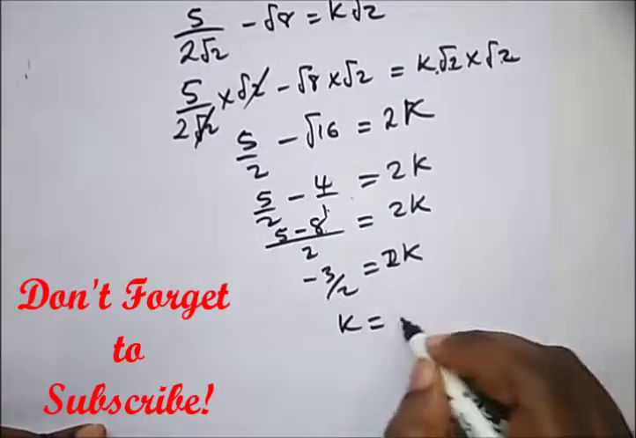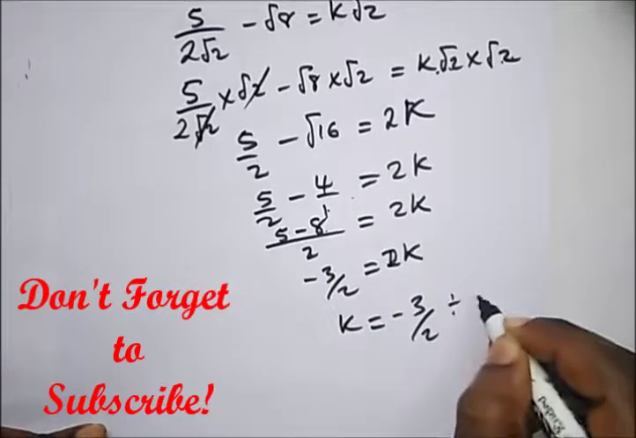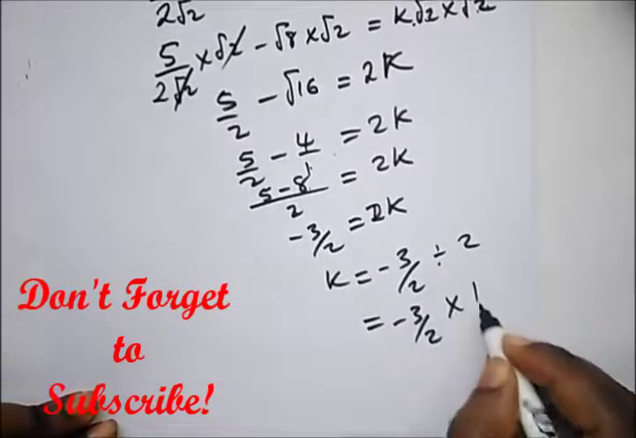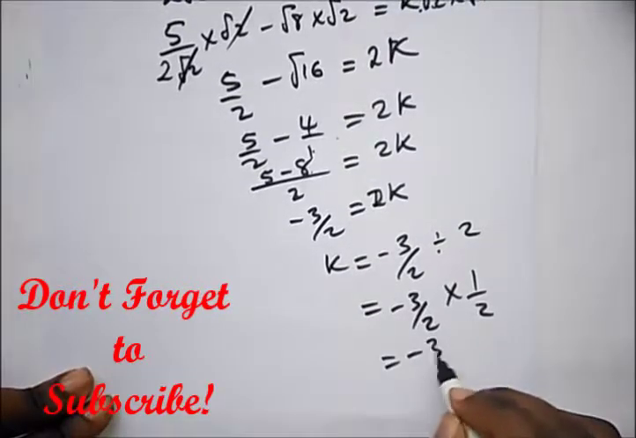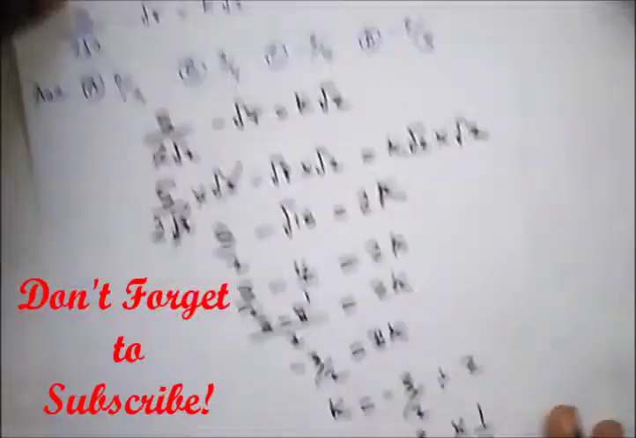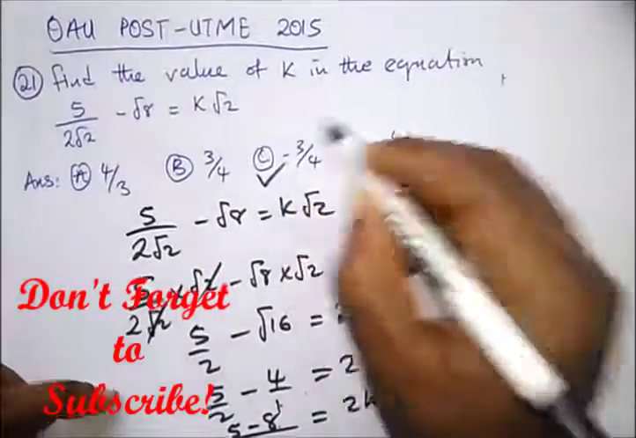We're going to divide, right? That's minus 3 over 2 divided by 2, which will be minus 3 over 2 times 1 over 2, which will give us minus 3 over 4. So our right option here is option C.